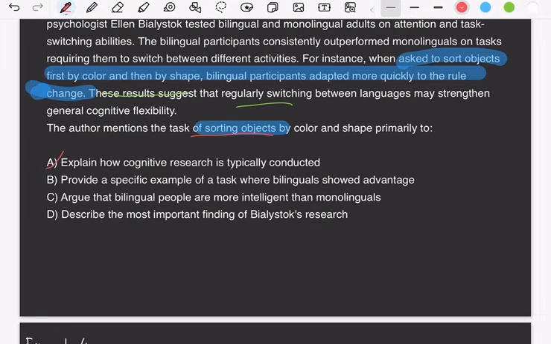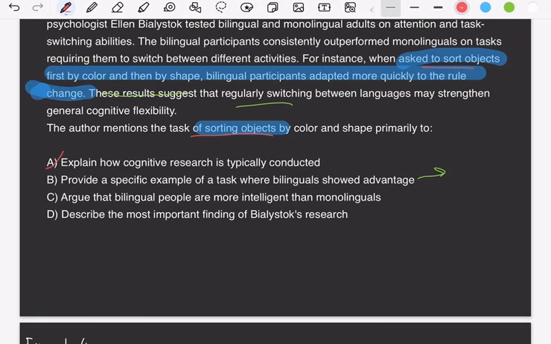The next one is provide a specific example of a task where bilinguals showed advantage. Now we are doing that by talking about sorting of objects. The author is actually trying to give an example of how bilinguals have more advantage than monolinguals. So this is indeed something that we're looking for. I'm just going to mark this as a correct option for now.